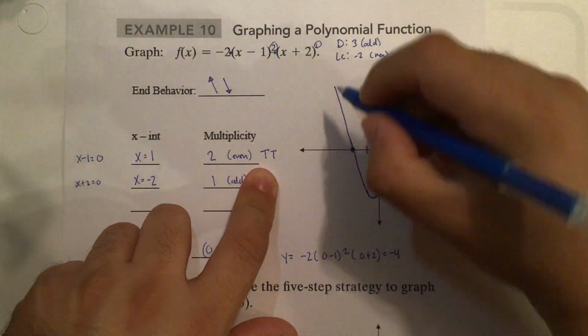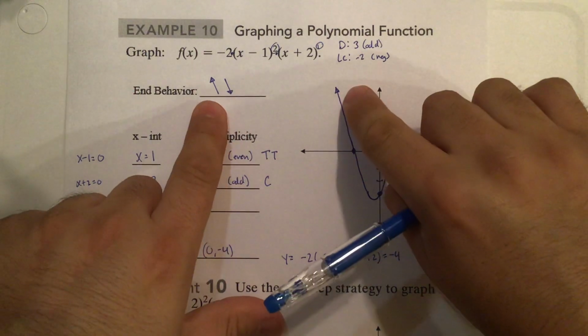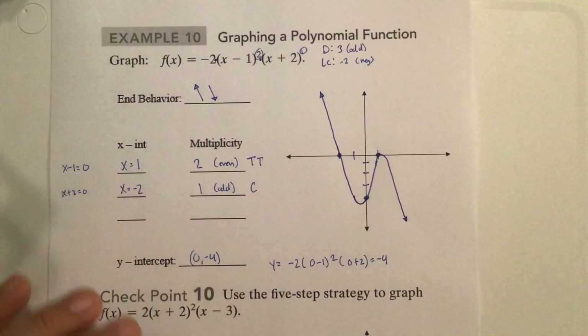And you just try to make it the best you can. Again, you can match your end behaviors. To the left, it rises. To the right, it falls. And there's my graph.